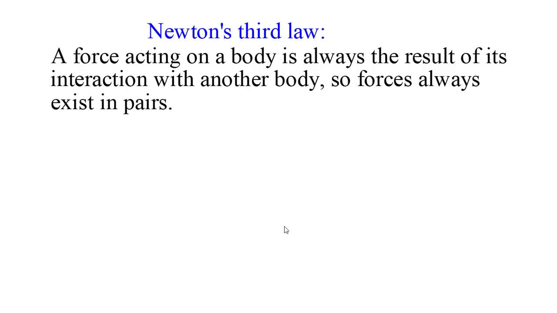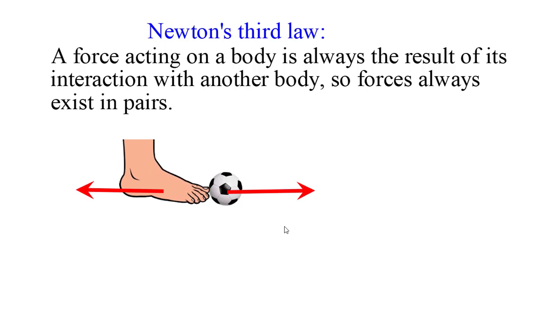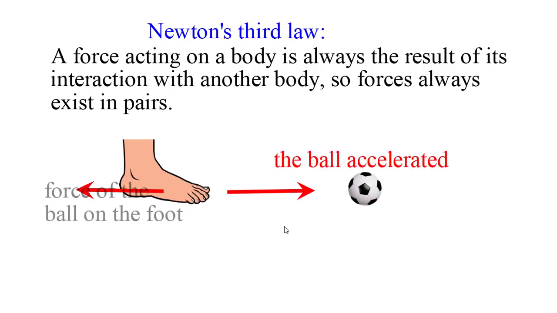Now let us see Newton's third law. A force acting on a body is always the result of its interaction with another body. So, forces always exist in pairs. Assume, for example, we have a ball and you kick the ball. As you kick the ball, the ball also kicks back on your foot. Consequently, the ball accelerates, and because of the larger mass of our body, we don't accelerate in the reverse direction. Because our body is massive, the ball is accelerated.